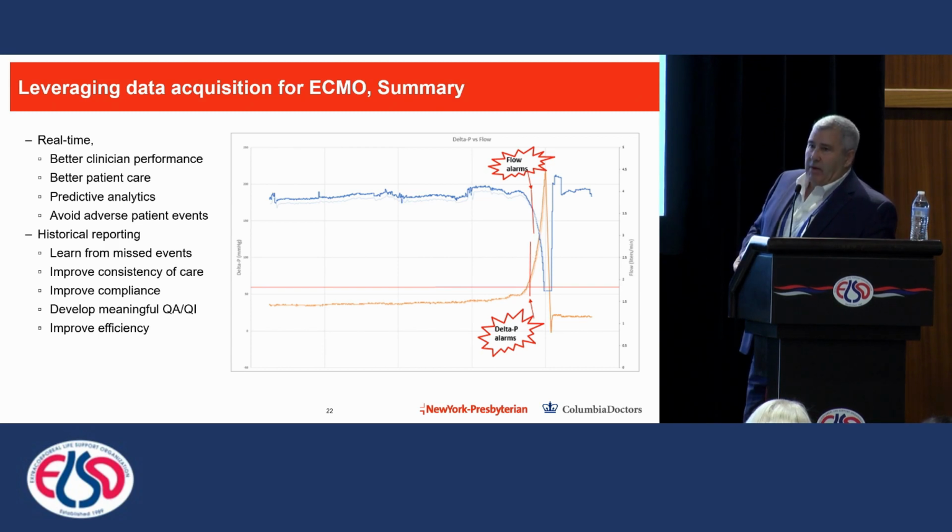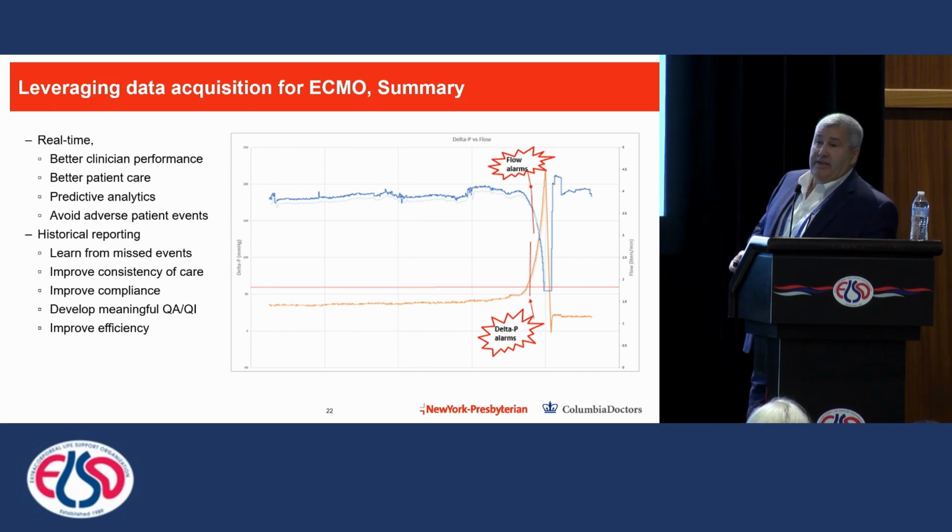But we also shouldn't dispel the importance of historical reporting, right? We know that, we learn from missed events. It helps us to improve consistency of care, improve compliance, do meaningful QA and QI programs, as well as improve efficiency. This graph you see here is one of the things we use all the time.